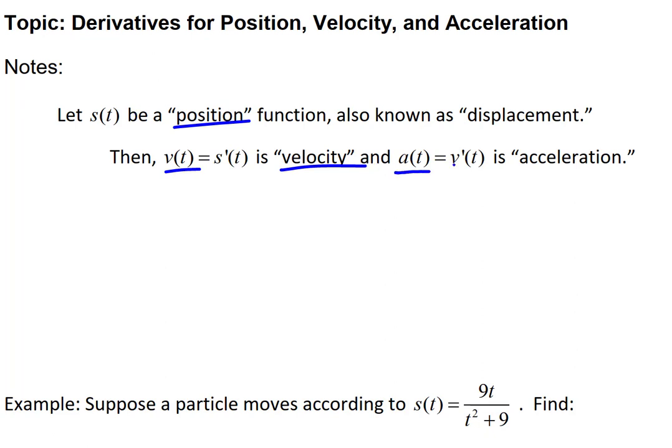And a of t is the derivative of the velocity function. So a of t would be acceleration. And if you're familiar at all with any kind of physics or science context in which movement or motion happens, velocity is a very commonly used term, and so is acceleration. Velocity is speed and direction. Acceleration is how fast that is changing. And so you'll see those come to life with some examples coming up here shortly.